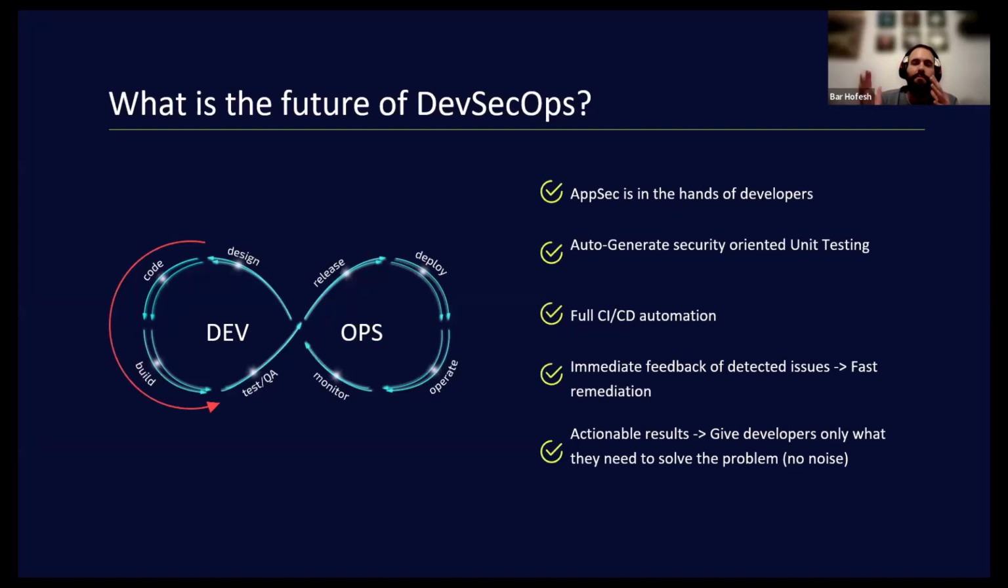And we can push even more left. Auto-generate security-oriented unit testing. That's something pretty cool. So basically, you already have unit tests, right? You write your code, you add unit tests, you add integration testing, end-to-end. Think about an application security solution that's going to auto-generate security-oriented unit testing. So that will be very cool.